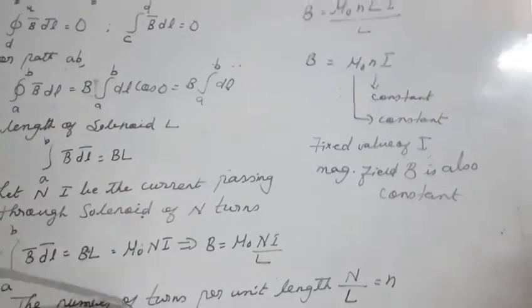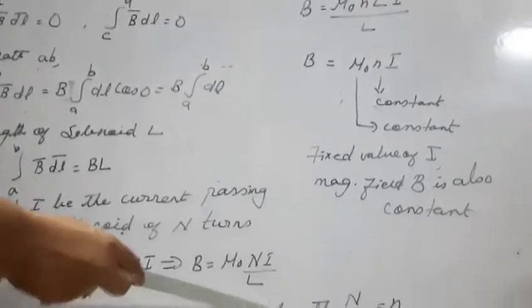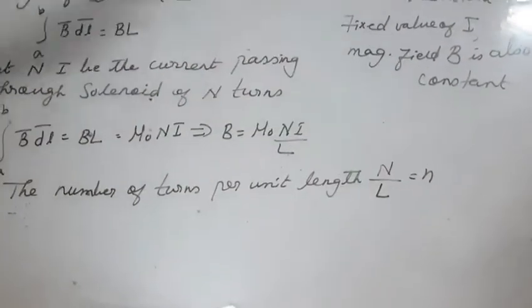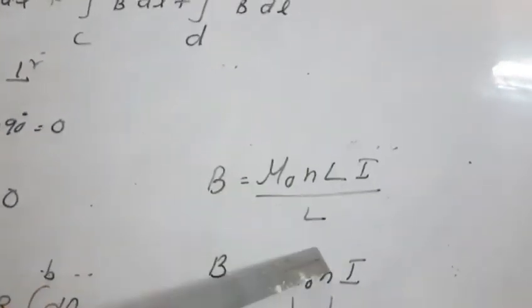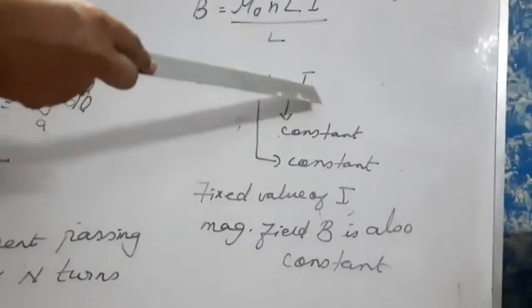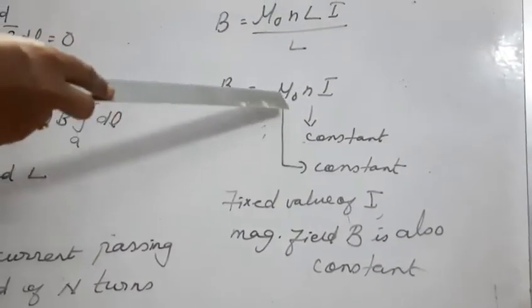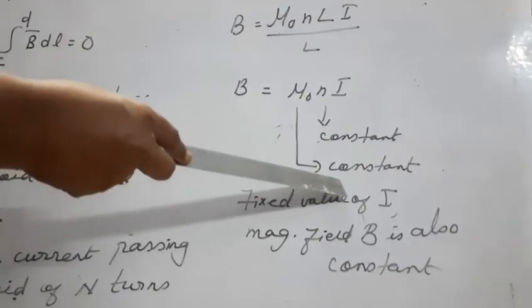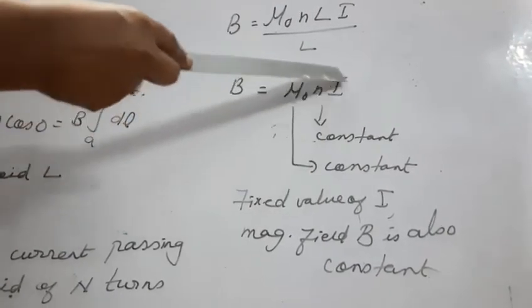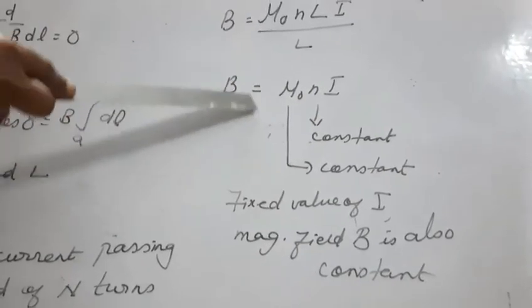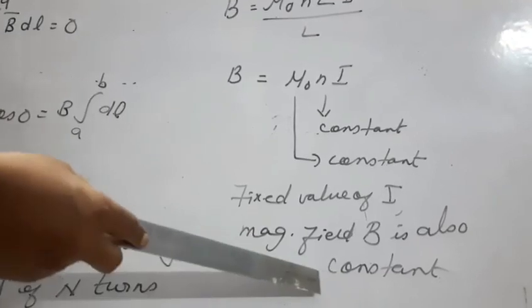The number of turns per unit length is given by N by L equals small n. Substituting, B equals mu naught n L I divided by L. Therefore, L and L cancel, and we get B equals mu naught n I. Here n is a constant value for the given solenoid, and mu naught is also a constant. Suppose the current is fixed, we can call it I naught. Then the magnetic field inside the solenoid is also a constant value.